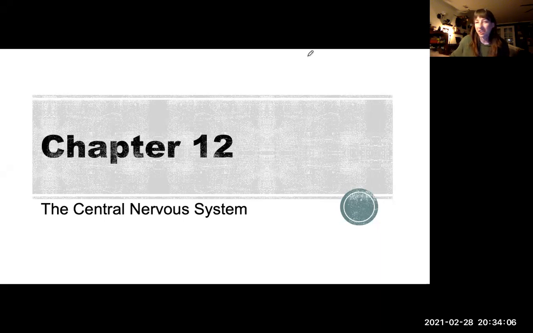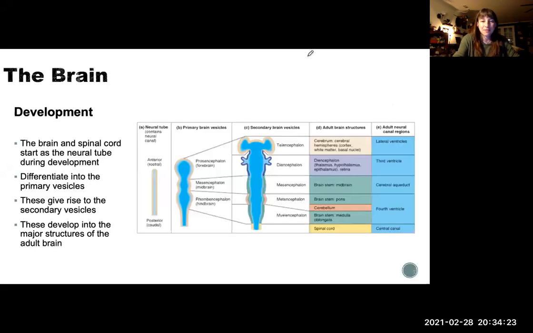We are starting on chapter 12 here today, the central nervous system. So we're going to talk about the brain and the spinal cord. This part of the lecture, I'll focus on the brain, and then the next half of the lecture will focus on the spinal cord. So let's get started here. Let's start at the beginning, right?